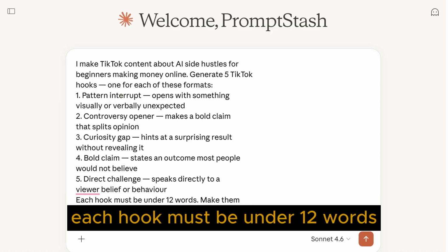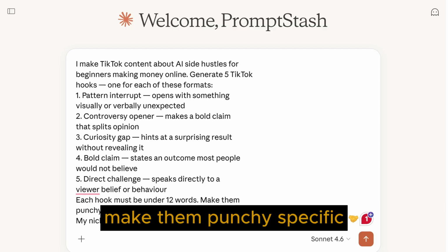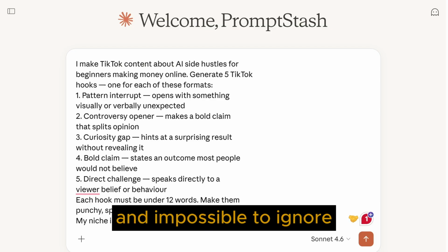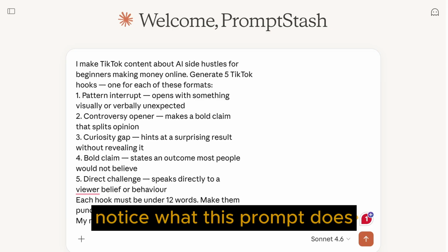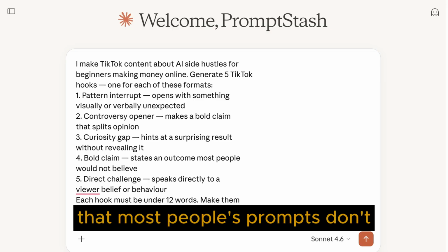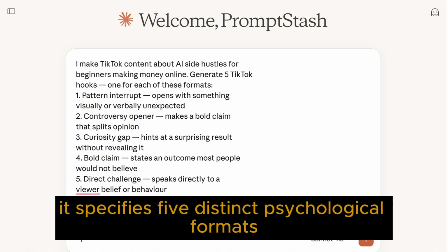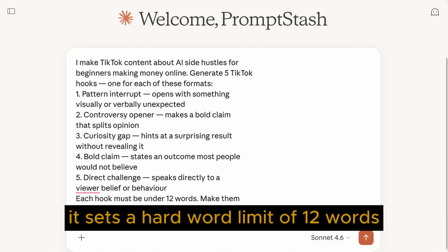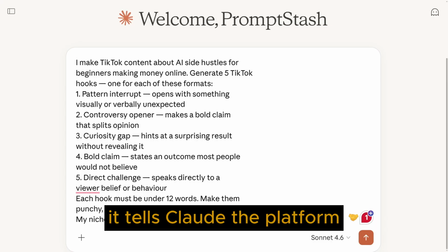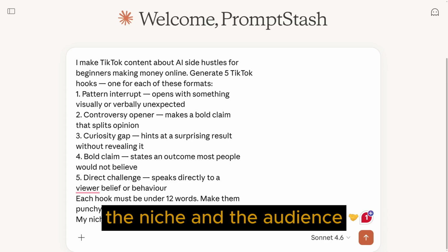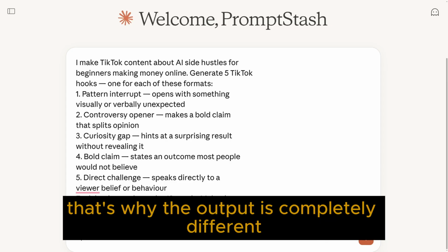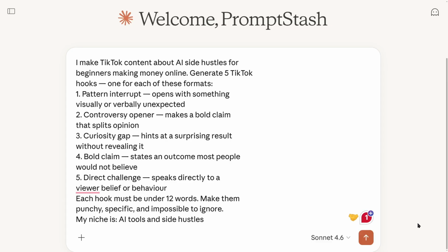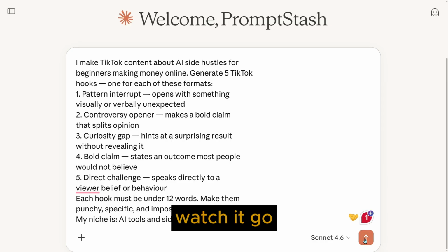Each hook must be under 12 words. Make them punchy, specific, and impossible to ignore. Notice what this prompt does that most people's prompts don't. It specifies 5 distinct psychological formats. It sets a hard word limit of 12 words. It tells Claude the platform, the niche, and the audience. That's why the output is completely different. Let me run it. Watch it go.